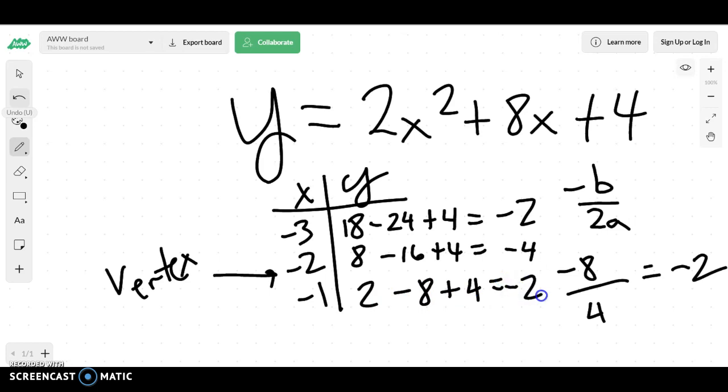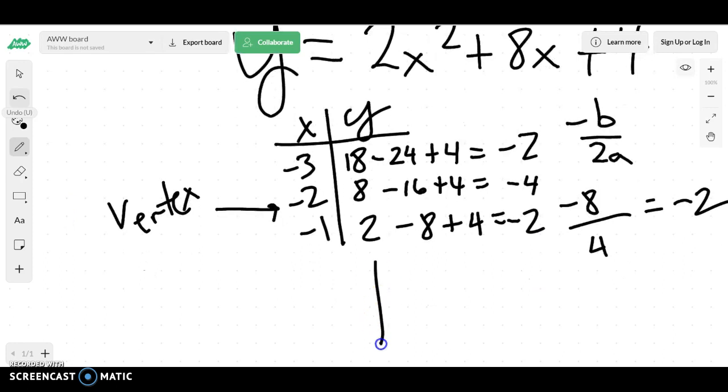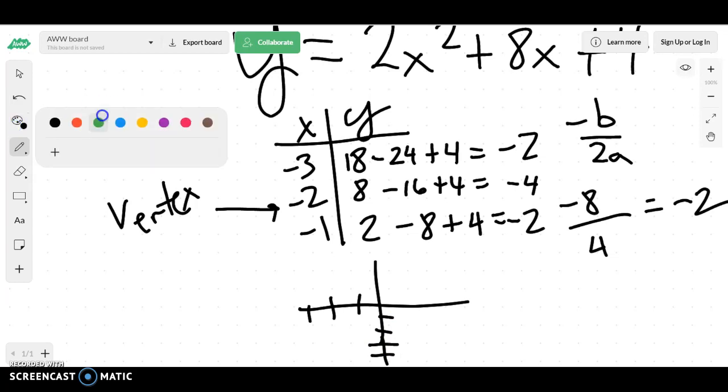So then we have our points. I would just go here and graph my points. I'd go 1, 2, 3 over here, and 1, 2, 3, 4 down. We'd have a point right here, then a point right here at negative 2, and a point right here at negative 2. And we just draw our U shape through it, and that would be our graph. That's how you do the first problem. Let's look at the second.